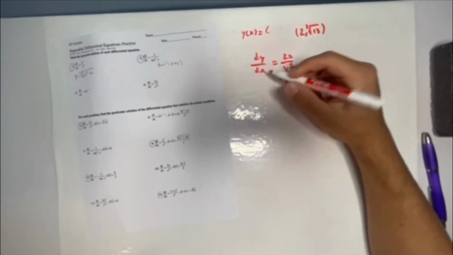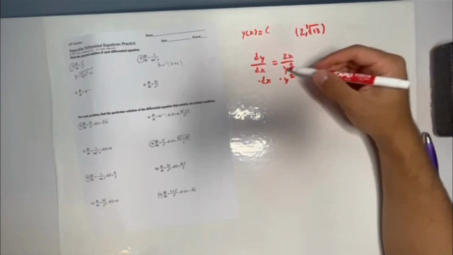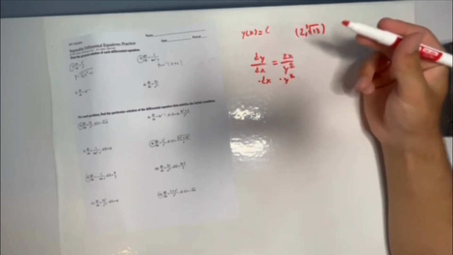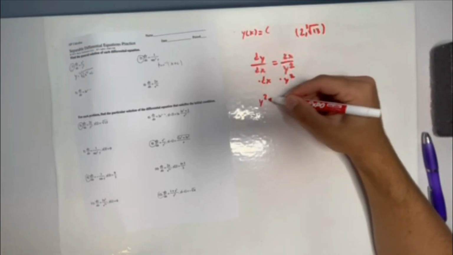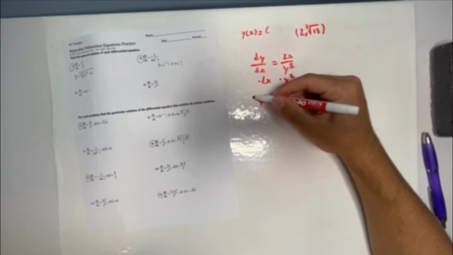We just isolate the y's and the x's on one side. So we multiply the y squared over, we multiply the dx over, we get y squared dy equals 2x dx. Integral.